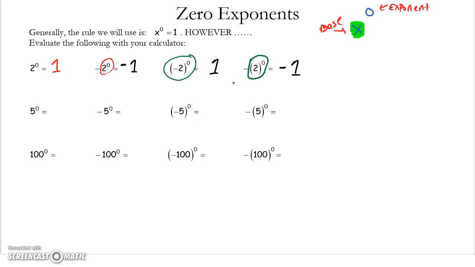Go ahead and press pause again and try to complete the other 8 problems here. Then unpause it to check your work. So the pattern held true here. Everything in these 2 problems here was raised to the 0 power. The answer is 1. Here, the negative is not raised to the 0 power, so my answer is negative 1. Negative inside the parentheses, I get a positive 1. Negative outside, I get a negative 1.